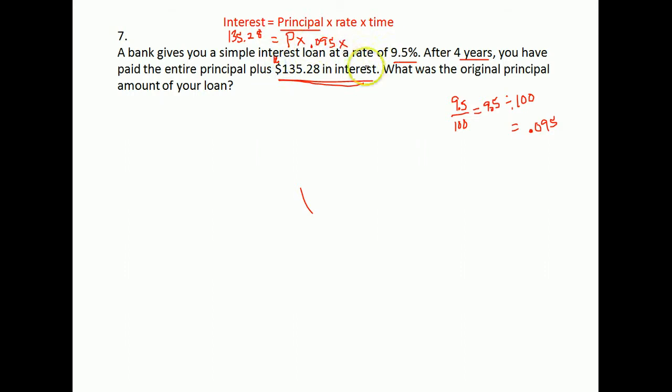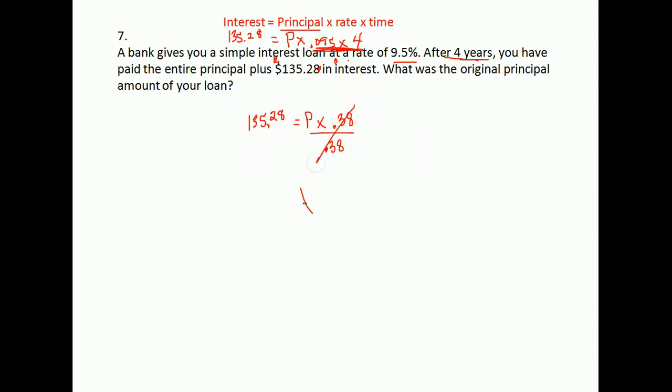And then times the amount of time. The amount of time it says went past was 4 years. 135.28 equals P times, let's go ahead and multiply our 0.095 times 4, gives us 0.38. Okay, so we want to solve for this P. Right now it's multiplied by 0.38. We do the opposite and divide by 0.38.